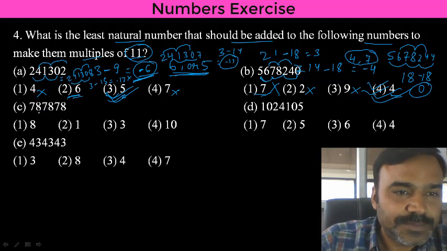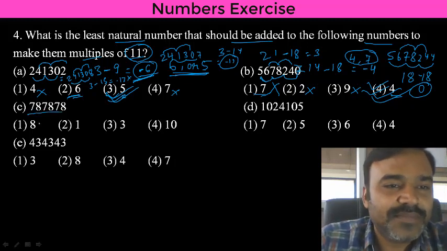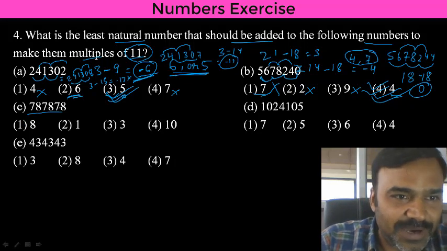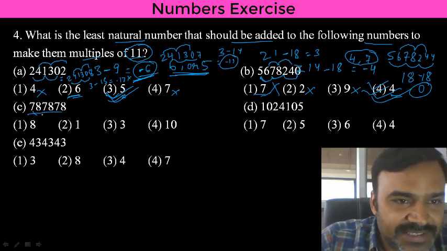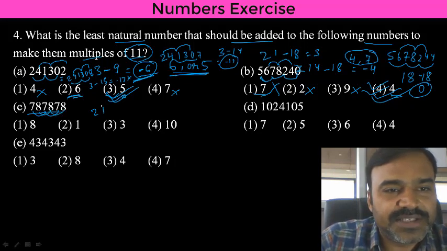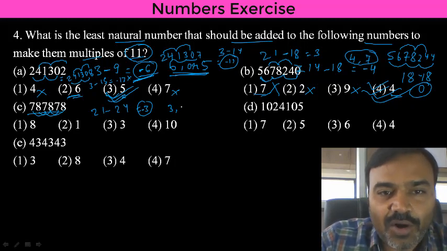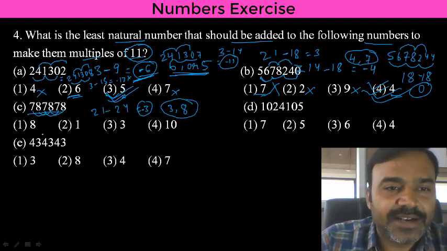Okay. The next one. 787878. Just by looks of this number, this should be divisible by 11. Let's see. 7 plus 7 plus 7. No, it is not divisible. So it is 21. 8 plus 8 plus 8, that is 24. 21 minus 24 is minus 3. So answer will be either 3 or 8. 11 minus 3, 8.